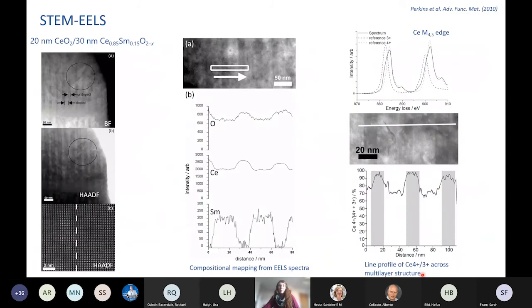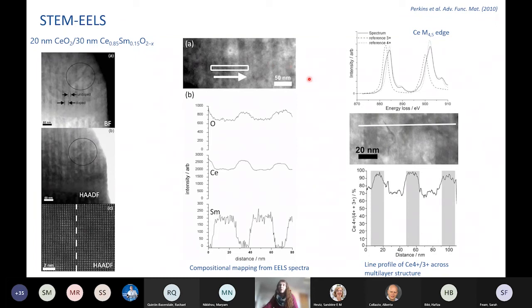Similarly, this was done by James Perkins. This is where you have STEM EELS data of high resolution STEM images, where you have a multi-layered structure of cerium and oxygen, and in one case, the layer is doped with samarium. You can see the high resolution image in the bottom left here. And then you can take a map across that sample.